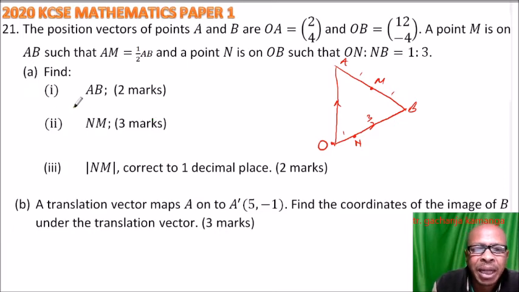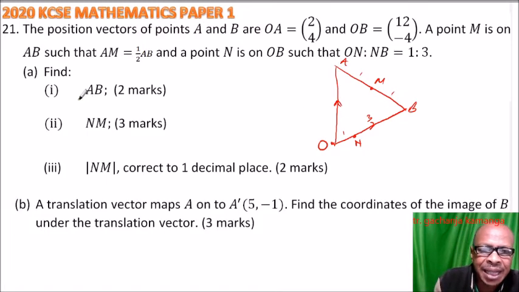Now we come to Roman number 1. We are told to find AB. To find AB in vectors, which you covered in Form 3, you are required to find an alternative route to move from A to B. The alternative route is AO, and before that, you note that we are moving against the direction of the vector. So that will be minus OA, because we are moving against the direction of the vector, and then OB.